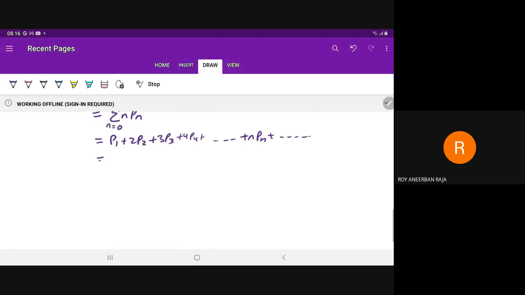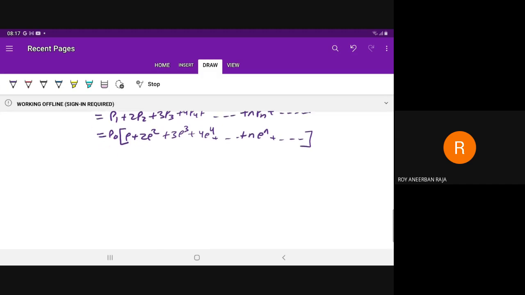And all the values P1, P2, P3, P4 we have already computed. So we can take P naught common. P1 is what? Rho P naught. P2 is what? Rho square P naught. So 2 rho square. P3 is what? Rho cube. P4 is what? Rho power 4 P naught. Similarly, Pn is what? Rho power n into P naught. So P naught we have taken common. Now this is the arithmetico-geometric progression (AGP) series.